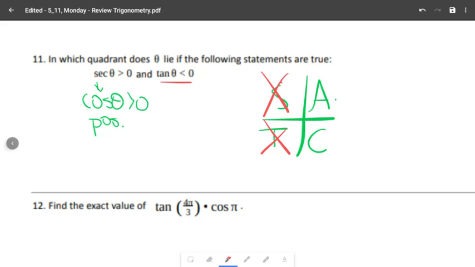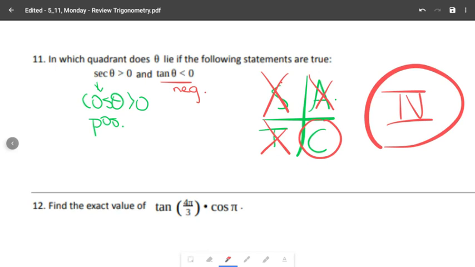Second thing, tangent has to be less than 0, which means it has to be negative. So between the first and fourth quadrant, tangent is negative in the fourth quadrant. It is positive in the first quadrant. So we have to be in quadrant 4.